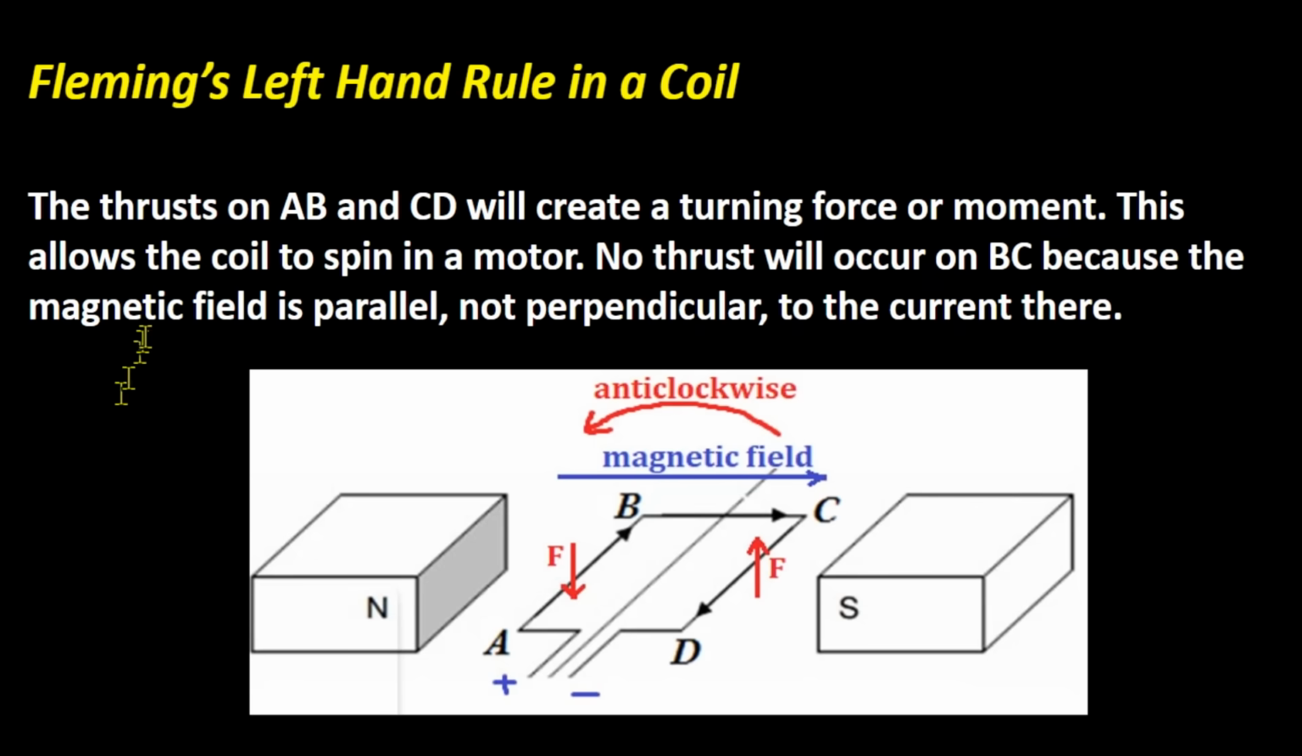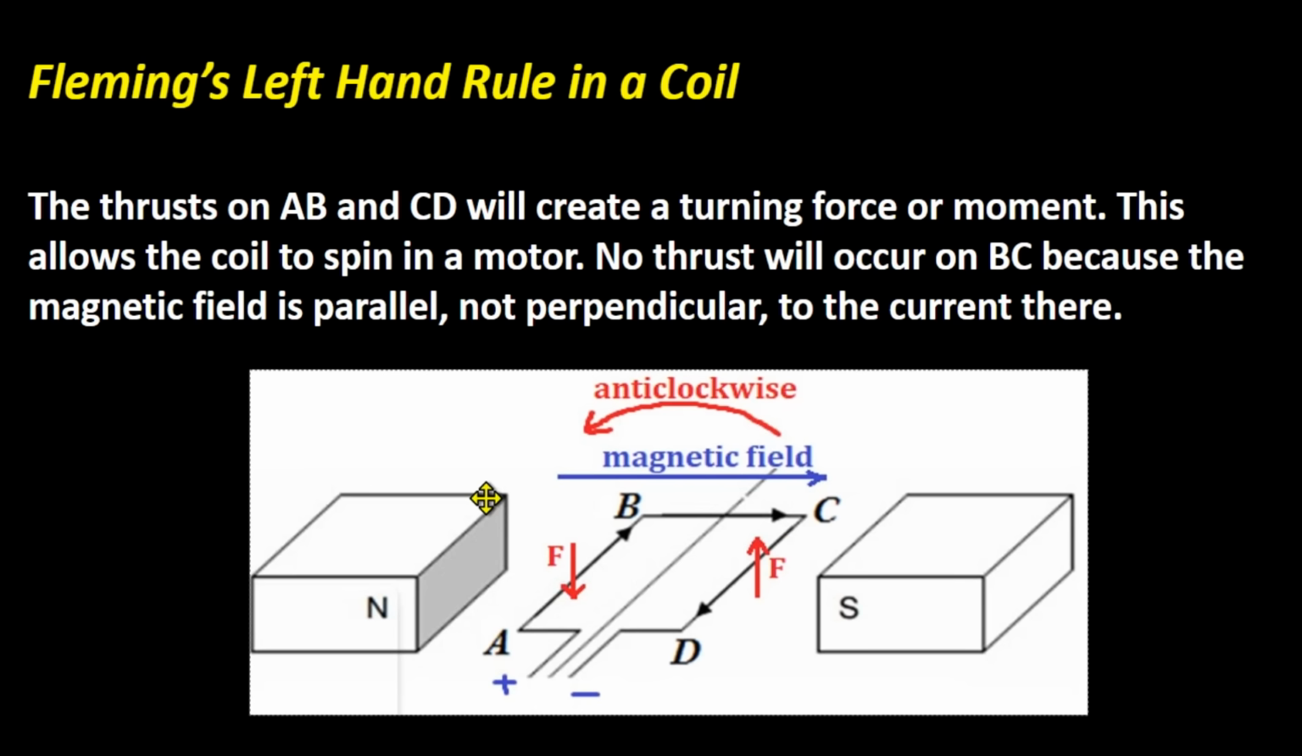In a coil, for example, here we can see that the current is flowing from positive to negative. So that means it's flowing from A to B, B to C, C to D, and back down here, positive to negative. So if you do your Fleming's right hand rule here, what you are going to get is a downward thrust at AB and an upward thrust on CD.